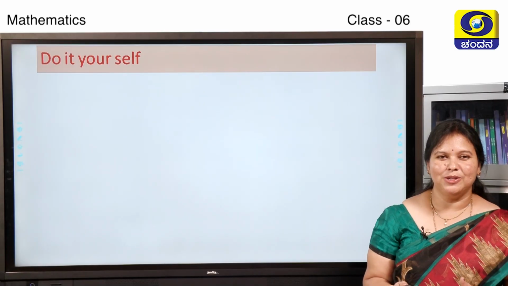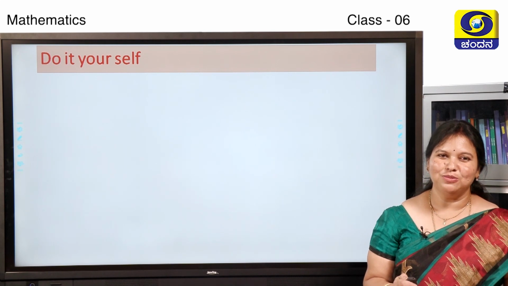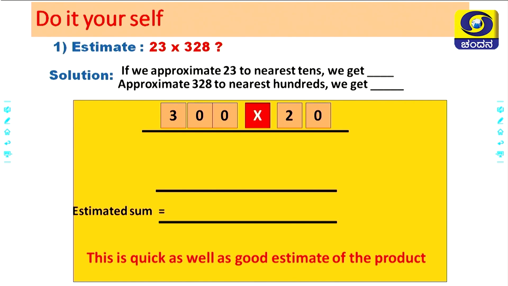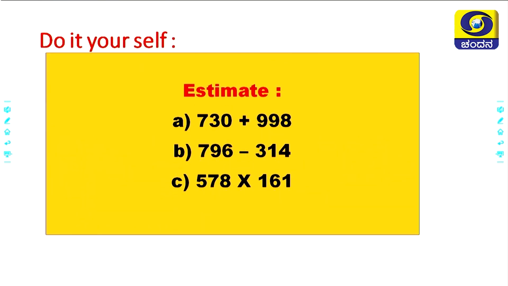So, for that purpose, I am going to give you a home assignment. Do it yourself at home in your leisure time. You have to estimate 23 into 328. Another home assignment is 73 plus 998. You have to estimate 730 plus 998. Second one is 796 minus 314. Third one is 578 into 161.